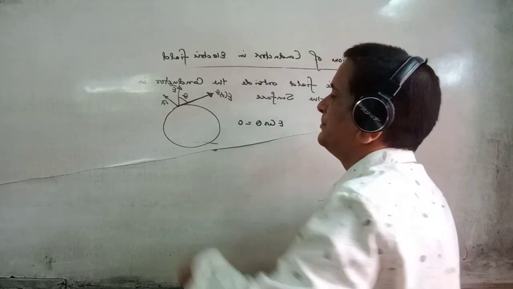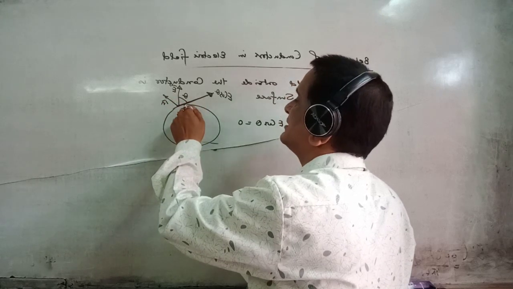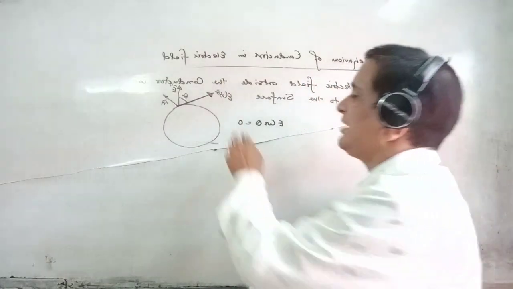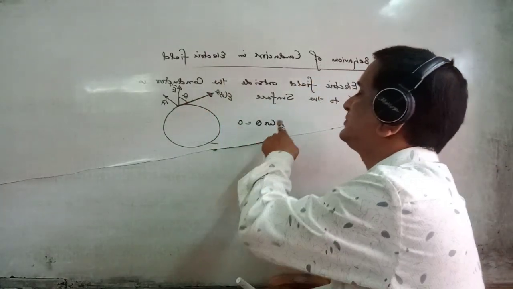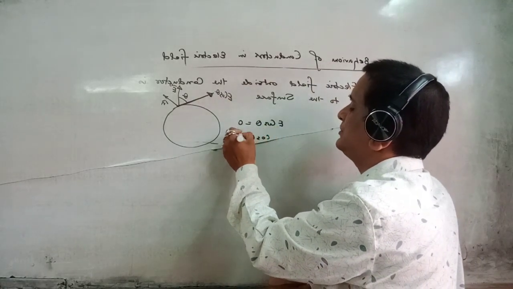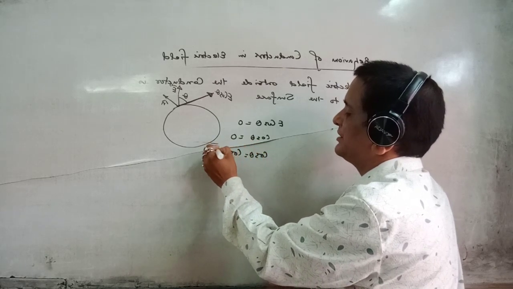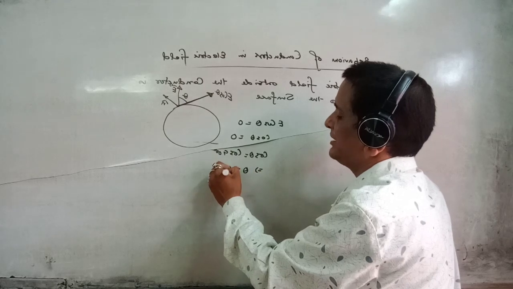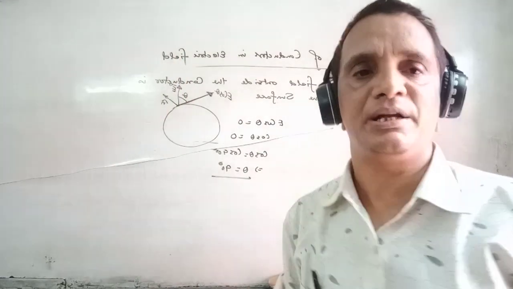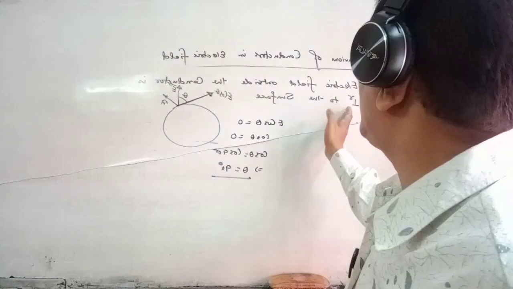Why is it 0? Because the charges have arranged themselves in such a way that the tangential component is not there. Is it clear? Their net electric field is 0 here. So E cos theta is equal to 0. It means cos theta equals 0, that is cos theta equals cos 90 degrees. So theta equals 90 degrees. From there we can say the electric field is always perpendicular to the surface of the conductor. That is another point we have come to know.